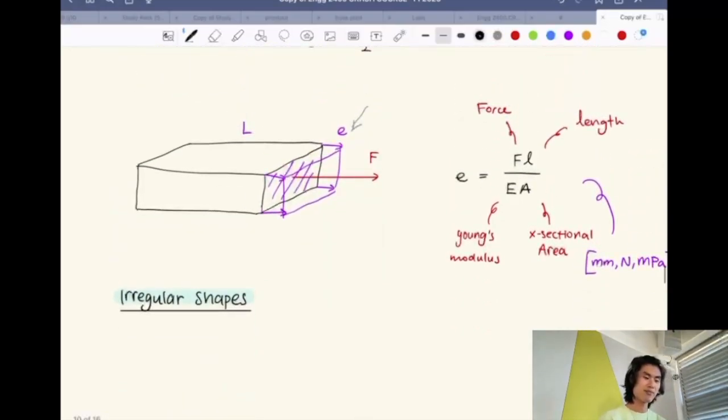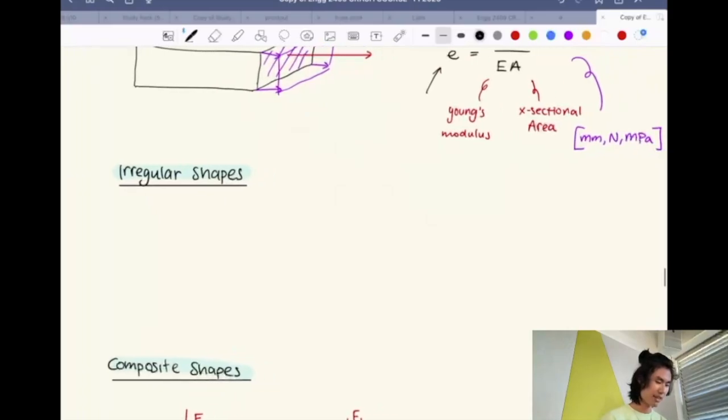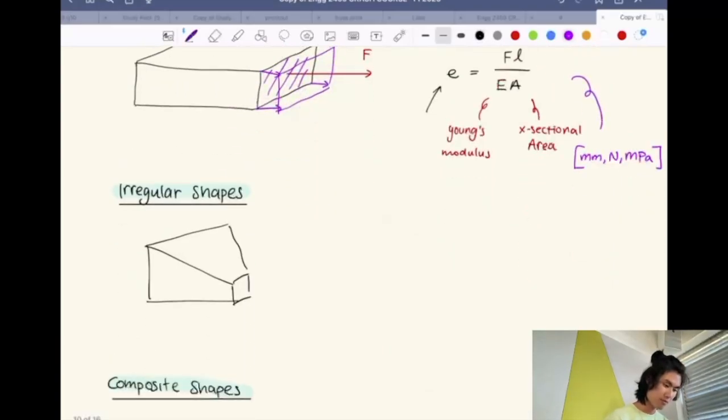This is the elongation. This is the formula for the elongation. It's going to be the force times the length, over the Young's modulus, and then over the cross-sectional area. Do you guys have any questions so far? No? Okay. So now, what happens if we change it? What happens if you have a shape that looks something like this? What do you guys think happens?